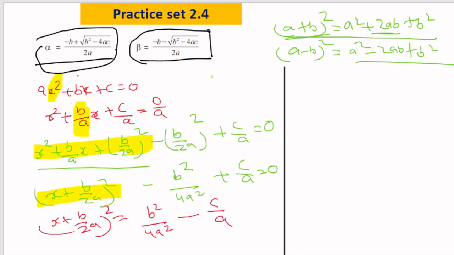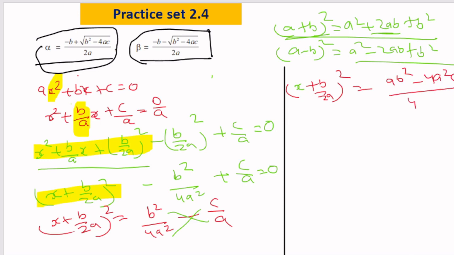Okay, now to solve further, you have to do cross multiply here like this. So you'll get the right hand solution. Okay, we'll write over here. So left hand side, no need to touch left hand side, so it will remain as it is, x plus b upon 2a whole square. And if you do cross multiply, it will be b square minus 4ac divided by 4a square.